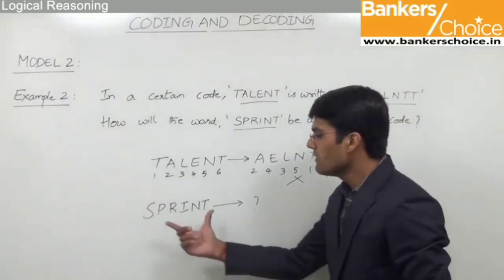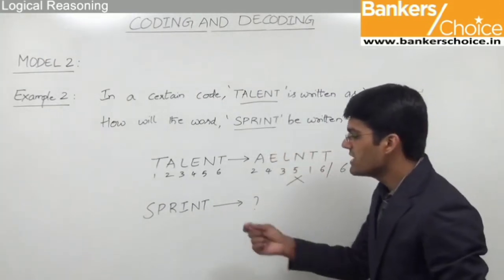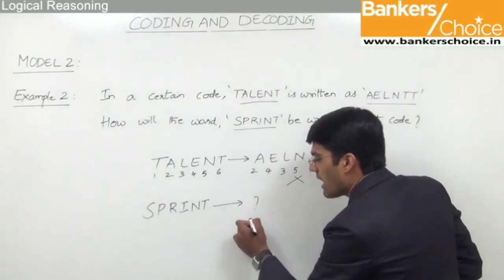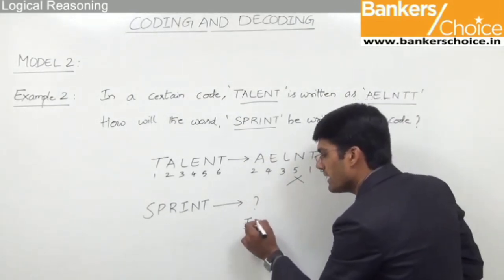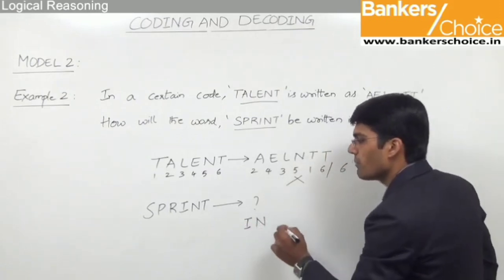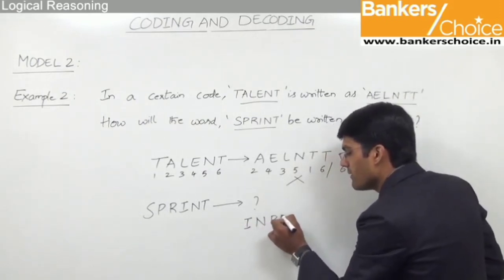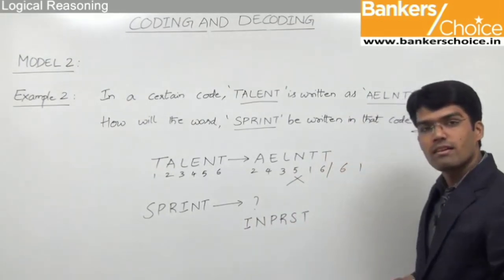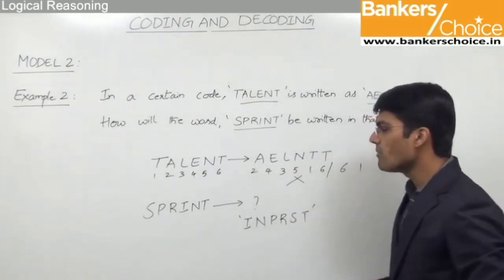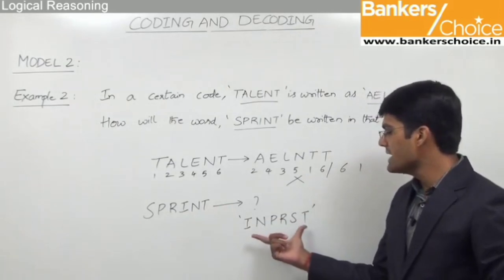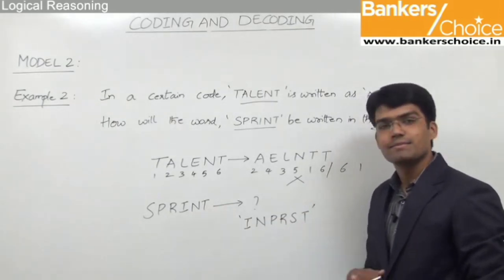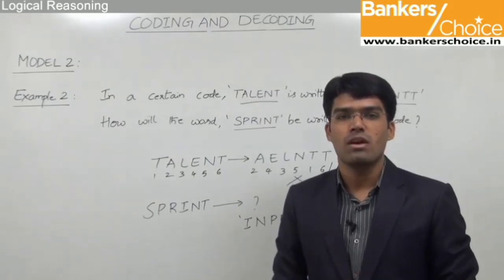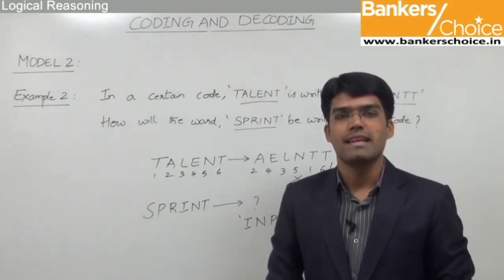Now let us do the same thing for the word SPRINT. So arranging these letters in alphabetical order, the first letter would be I, followed by N, followed by P, followed by R, S, and T. So we can say that the coded form of the word SPRINT would be INPRST. So as you can see here, sometimes what we think may not work out. So simply try to do something else.